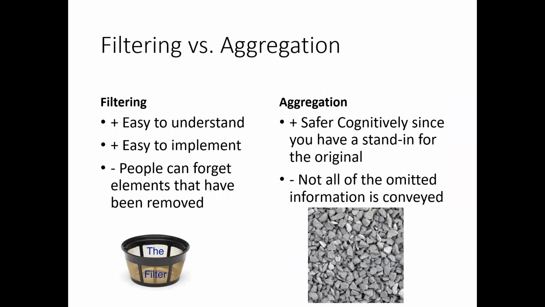So filtering, the good thing about filtering is it's easy to understand and it's pretty easy to implement. We're just removing elements. The difficulty is people can forget the elements that have been removed. You may have forgotten about the coffee grounds that were in your filter. Aggregation is safer cognitively since you have a stand-in for the original, although they're combined, and not all of the omitted information is conveyed, even though you still have some access to that.